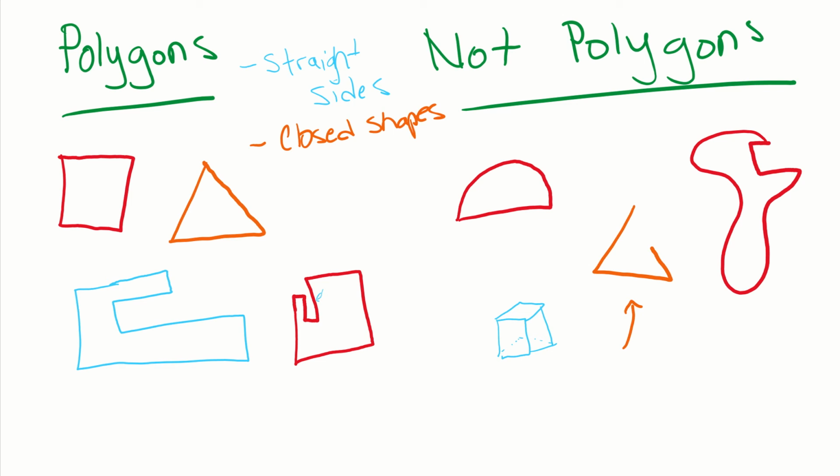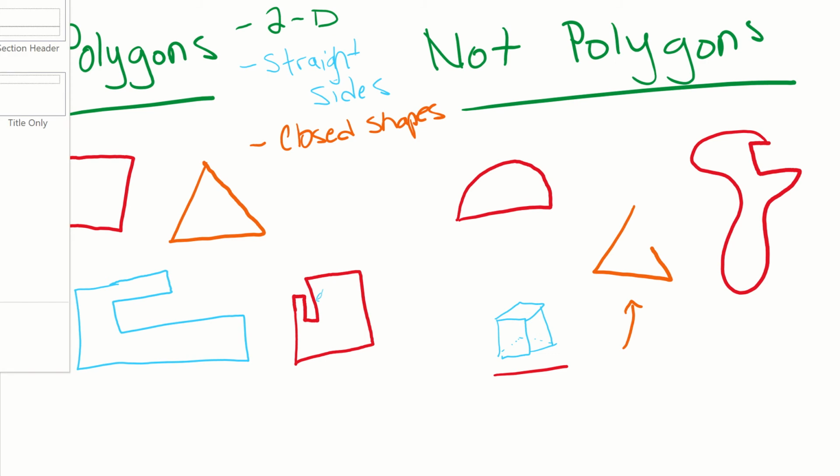And the last one is looking at this one here, and I don't see any 3D shapes in the polygons. Polygons are two-dimensional. In fact, 3D objects are made up of polygons. This cube, for example, is made up of quadrilaterals, which are polygons. And so these three things make up what actually is a polygon.